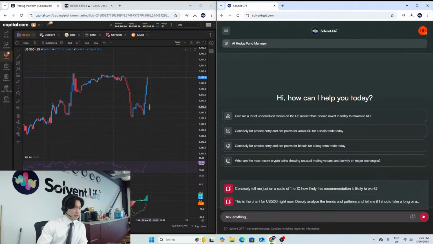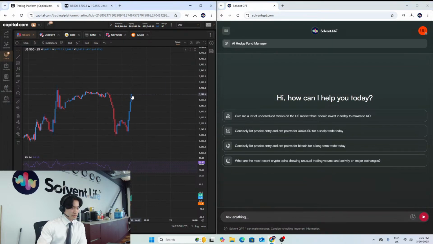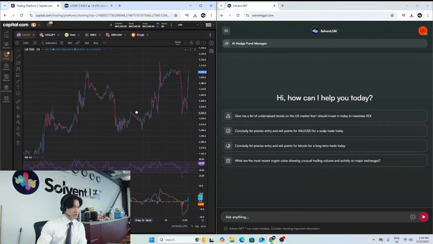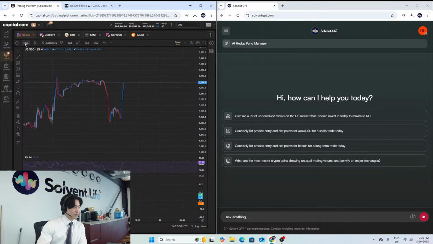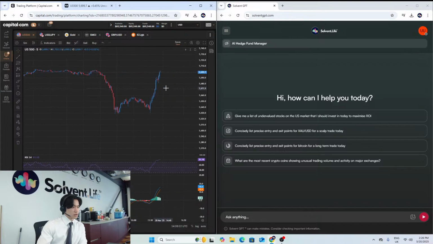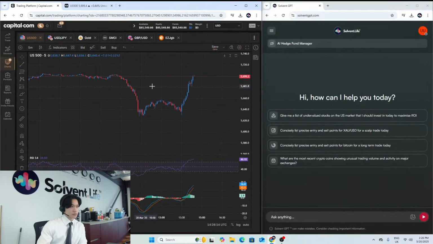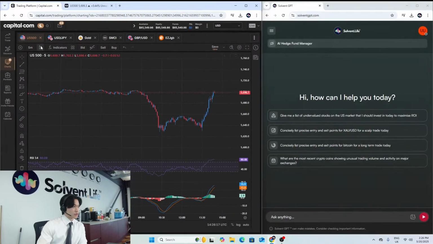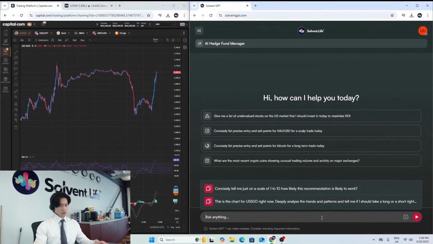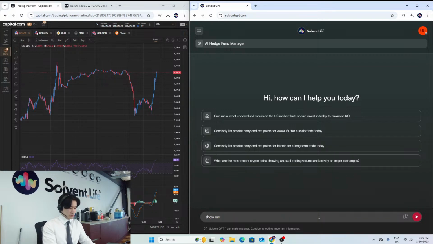The market's been open for about an hour now. We can see there's a huge leg up here. Zoom out, and this is a 15-minute chart. Let's granulate it down a little bit. So we're gonna ask the GPT to show us a chart of the US 500 in a 5-minute time frame.